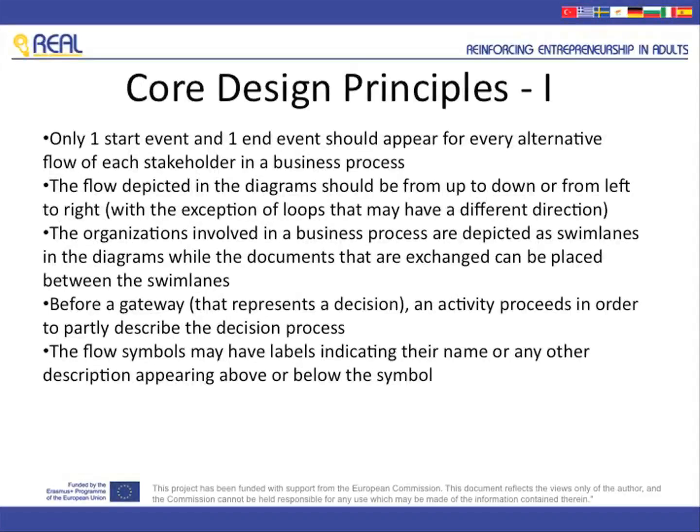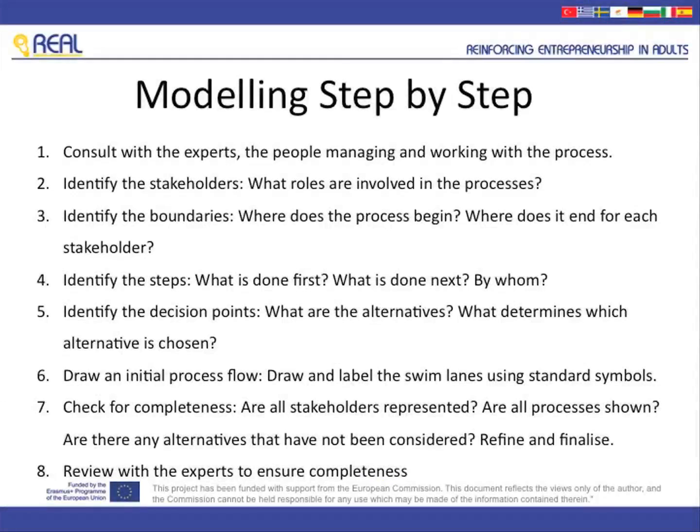Only one start event and one end event should appear for every alternative flow of each stakeholder in a business process. The flow depicted in the diagrams should be from up to down or from left to right. The organizations involved in a business process are depicted as swim lanes in the diagrams, while the documents that are exchanged can be placed between the swim lanes. Before a gateway, an activity proceeds in order to partly describe the decision process. The flow symbols may have labels indicating their name or any other description appearing above or below the symbol. Here is the modeling procedure that you must follow step by step in order to draw and model your process.